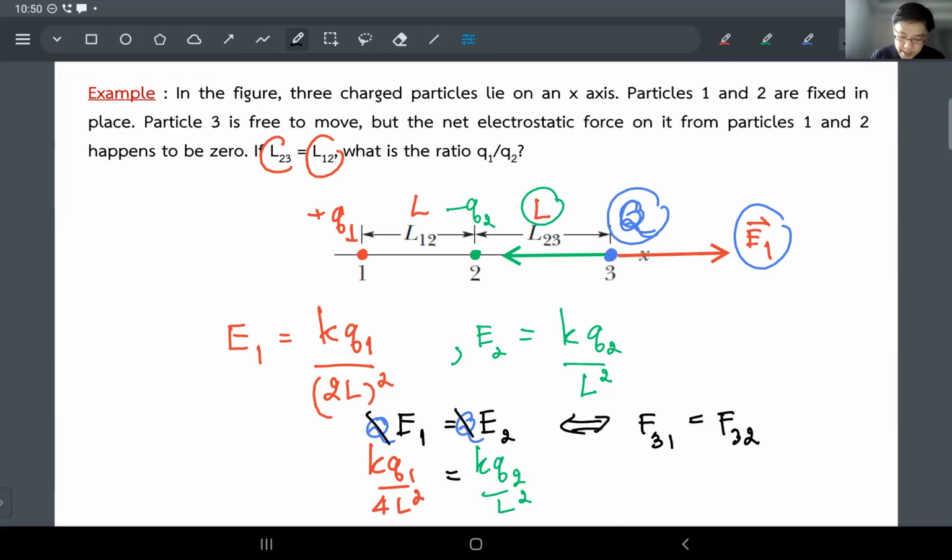Cool? All right, so with this, K also cancel, L also cancel, and now you end up with the final ratio. Q1 over Q2 is going to be 4, and you are done. All right, it's supposed to be like a big applause here. All right, cool, guys. And that makes sense because Q1 is further away from point P than Q2. So you have to compensate by having a charge to be bigger, right? For you to be able to get the cancellation of the field at point number 3. Yeah, something like that. That makes sense.